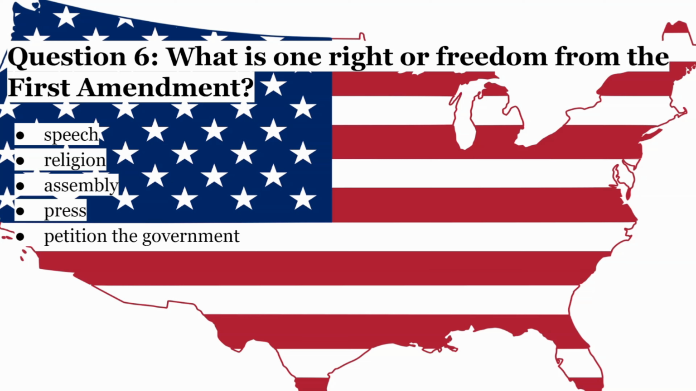If someone asks you this question, what is one right or freedom from the First Amendment? I'd say most people would just say freedom of speech. But there's also religion, and assembly, which means you can group together, protest, and come together as the people. Press is like newspapers and news. And petition the government means if you don't like something, you can petition the government, like collecting signatures, I think, in order to change something that you don't like.